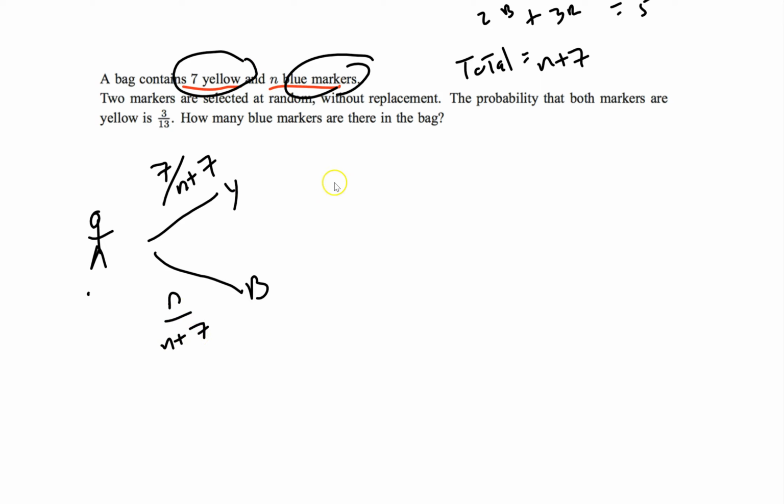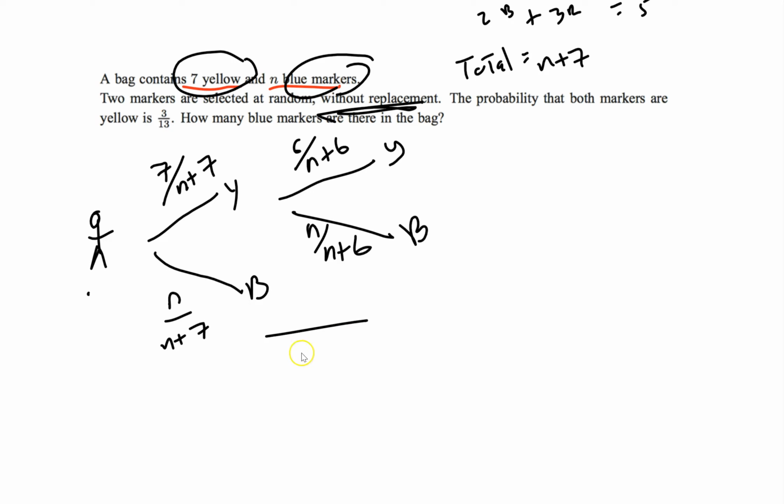Once you do that, you select another marker, so you can either get another yellow or another blue. Now notice it says without replacement, so they don't put it back. So odds of getting yellow, well, you picked yellow the first time, so there's only 6 now. And then you take 1 off of the bottom too. It's not as bad as it looks. n plus 7 minus 1, n plus 6. Odds of getting blue, well, n, you didn't pick blue the first time, so it's still n over n plus 6.